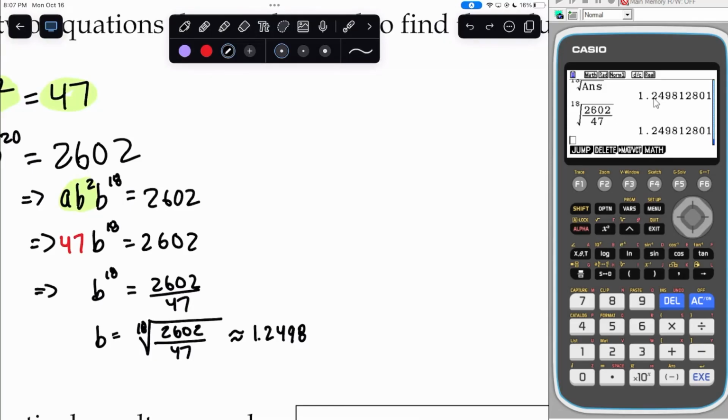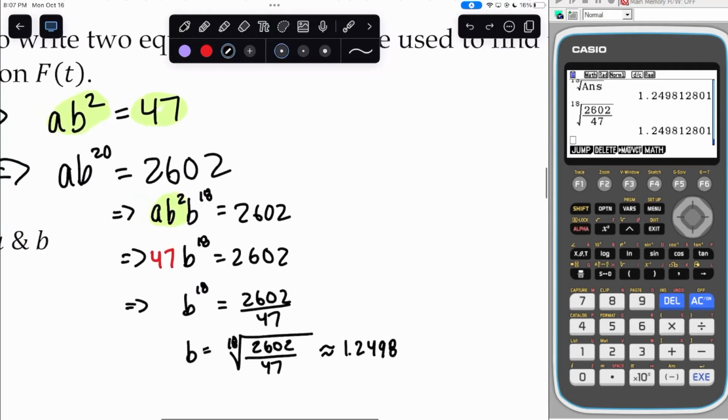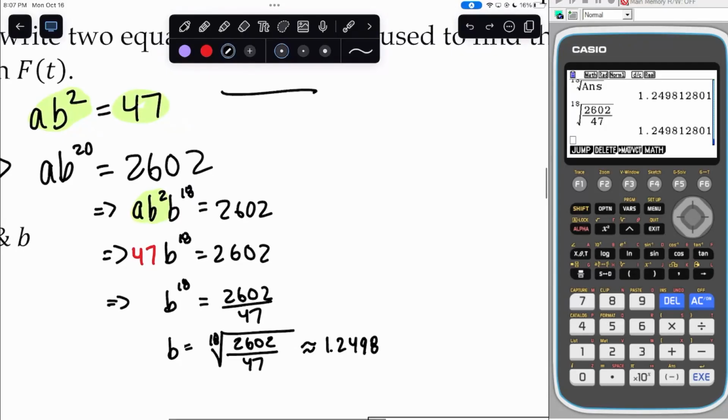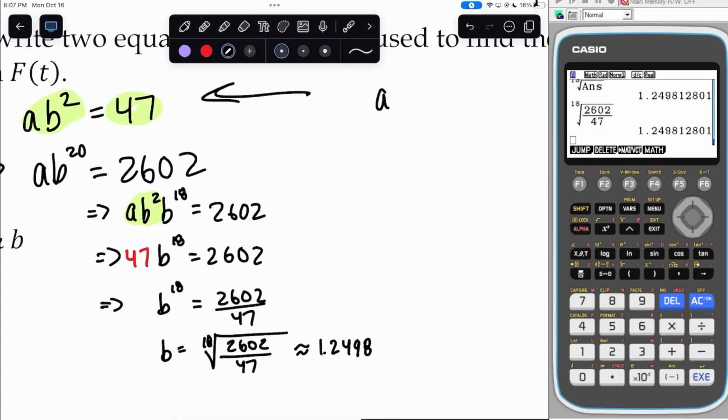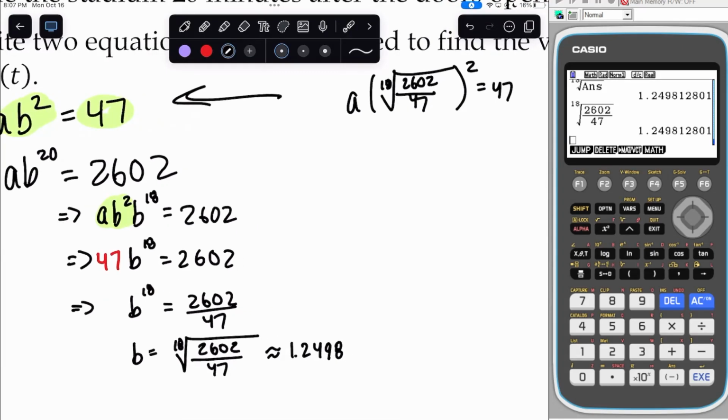So I'll simply plug back in what I know for B into one of my original equations above, right, one of these guys, and then I should be able to solve for A. Let's just pick the first one. So I'll say A times the 18th root of 2602 over 47 squared all equals 47. And you might be wondering, why don't you just put your estimated number inside for this? Well, I don't want to use my estimated number yet. If I have my exact number still in my calculator here, I can still work with it until I find the exact number for A, right, since I'm using my calculator for some of this work.